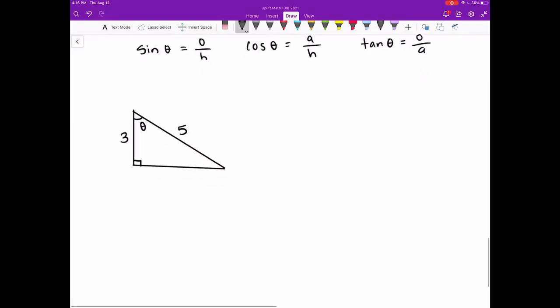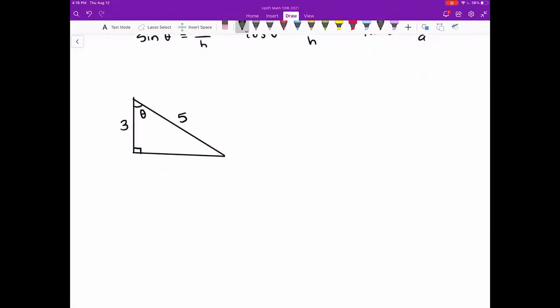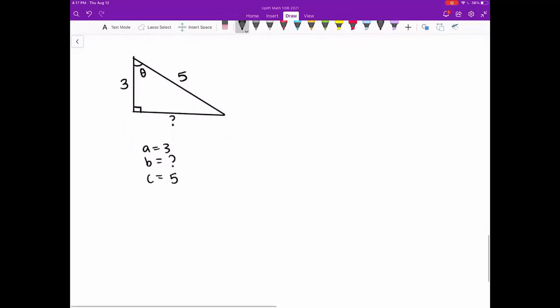For the first step, we're trying to find the third side, the unknown side of the triangle. Since we're not given that side, we have to use the Pythagorean theorem to find it. We can see that leg 1 is 3. We don't know the length of leg 2. And the hypotenuse is 5. So we can use the Pythagorean theorem to figure out what b is.